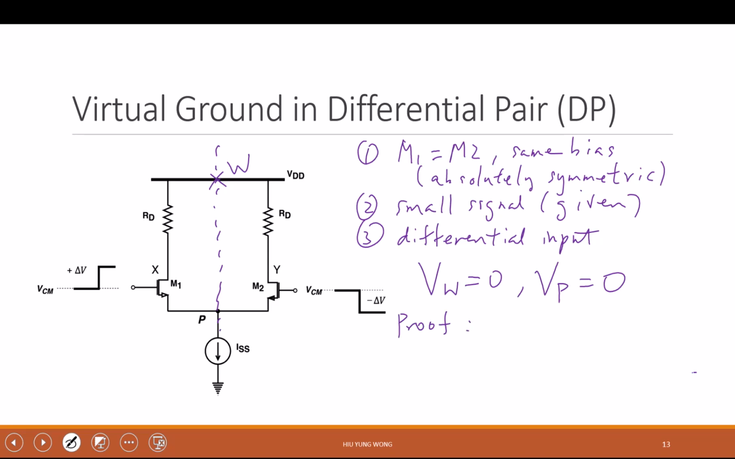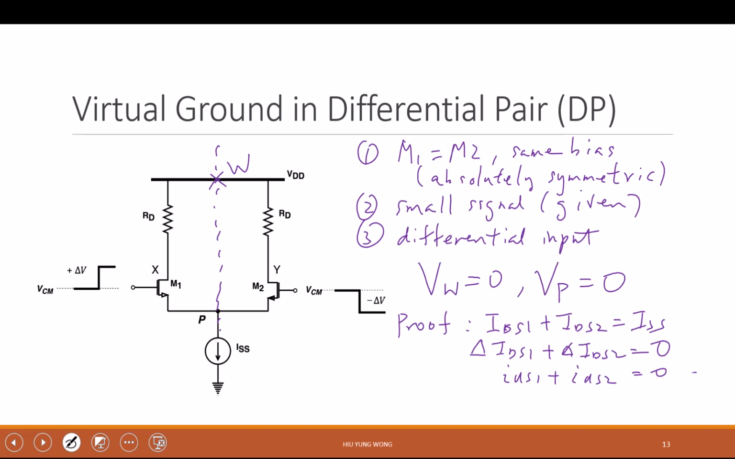We know that IDS1 plus IDS2 must be equal to ISS, right? The total current has to be the same. When I apply the differential circuit, then I know that delta IDS1 plus delta IDS2 must be 0, right? The change. This is the DC. Now I increase this and decrease this, then the difference must be 0. Is that okay? So from there, this is just IDS1 plus IDS2 needs to be 0.